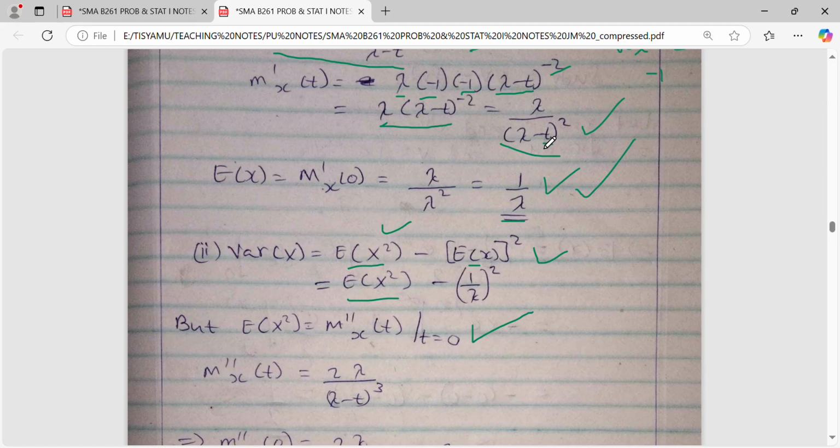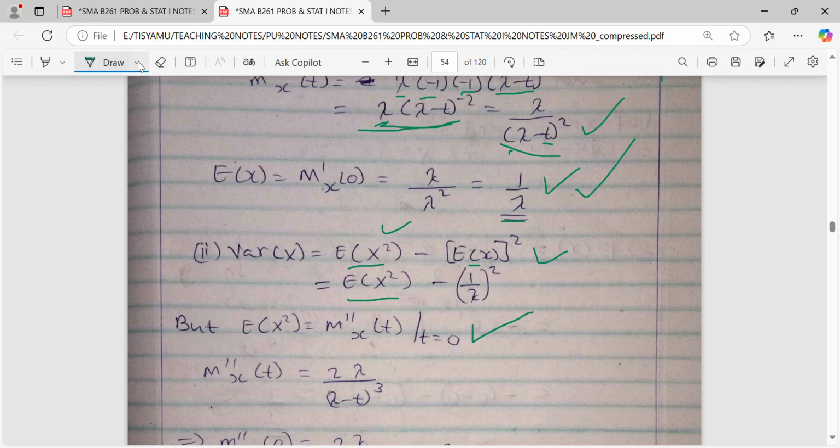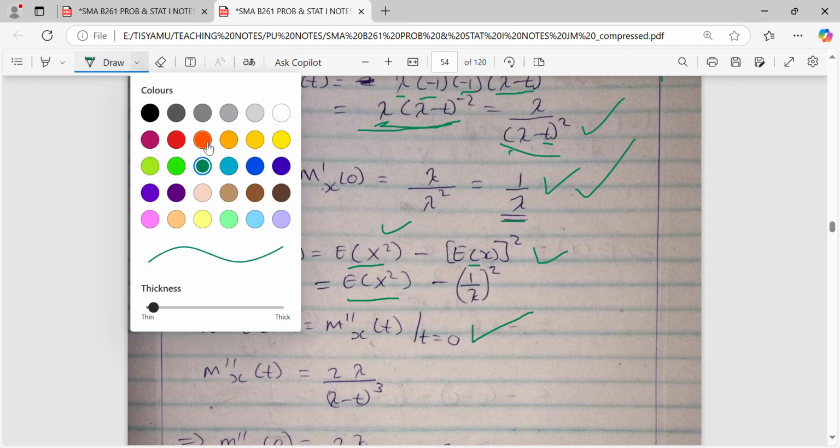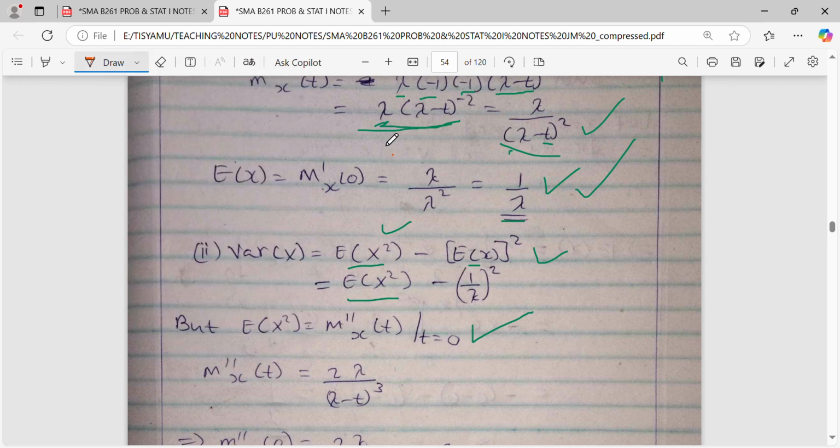So from here, we are going to differentiate the MGF once more with respect to t. So lambda here is a constant. A constant is not affected by the derivative because we are multiplying by a function of that variable. So this one can be factored outside, so we are going to have lambda. So what we need to do is to differentiate this part here.